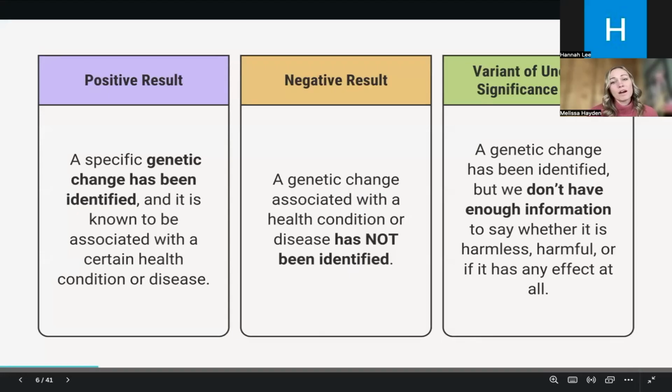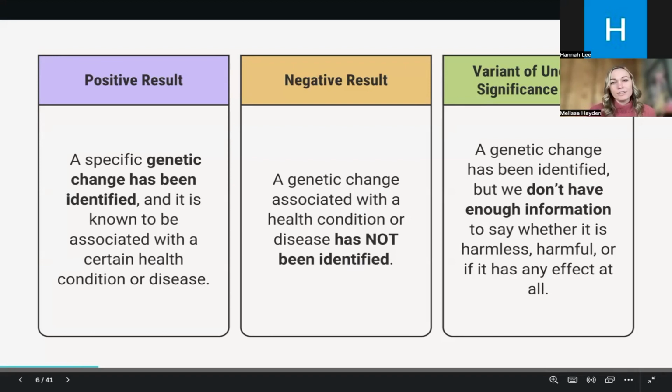In some of our other videos, we have defined what pathogenic, benign, and variant of uncertain significance are. Those words hold weight in terms of how the variant affects the function of the gene. Here you can see the words positive, negative, and VUS. These are the most simplified possibilities of what genetic tests can result in.